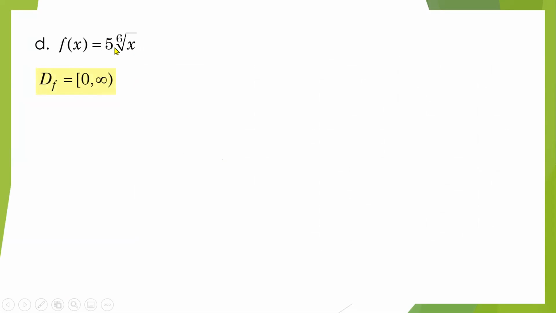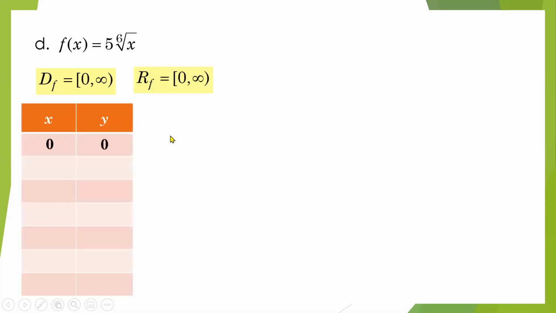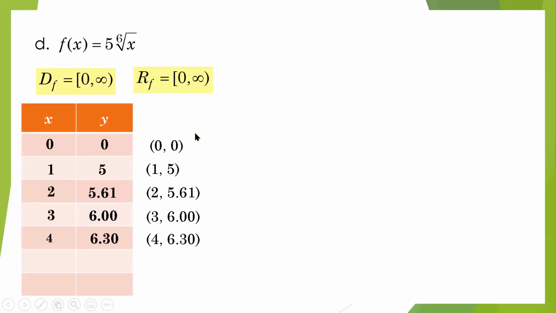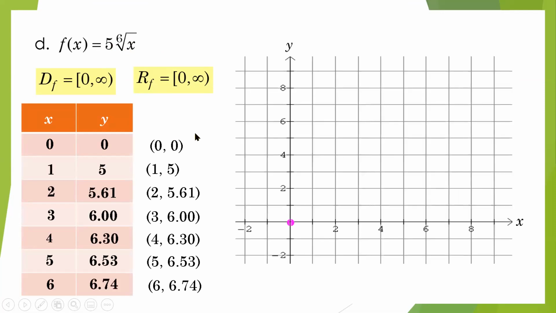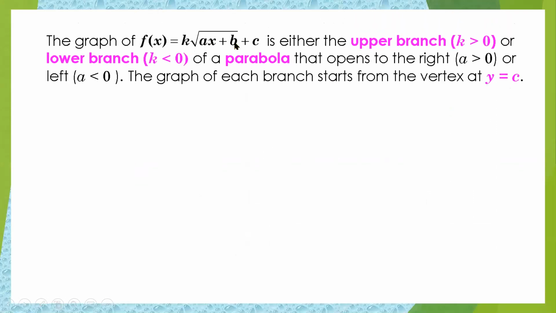Sixth root, meaning x raised to 1 over 6 times 5 here. So you can assign only positive numbers or 0. So the range is non-negative because times 5 is positive, and this is always positive. So 0 to positive infinity. Assigning values that are positive or 0, we get these numbers. Then plot them. Then trace. That's it. Okay?